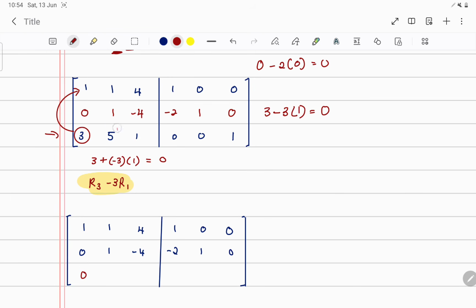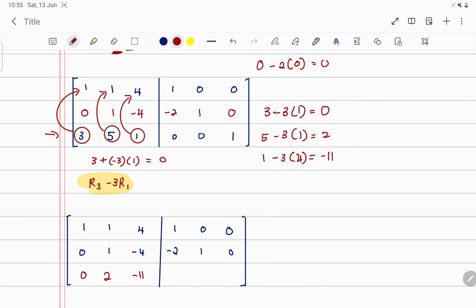The next one, you have 5, minus 3 multiplied with R1 on top, multiplied with 1 also, you're going to get equal to 2. So you put 2 here. The next one, you have 1 minus 3 multiplied with row 1, the value from on top, which is 4. So here you're going to get negative 11. So you put negative 11.